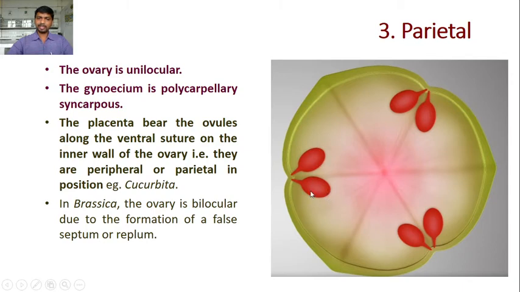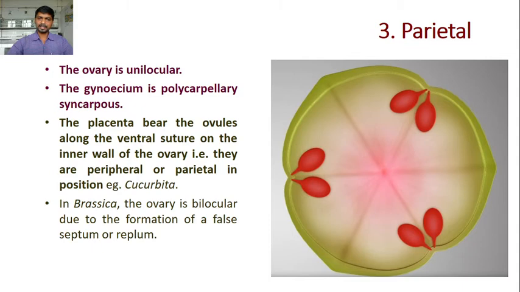So this is found in the family Cucurbitaceae. For example, cucurbita. So all types of cucurbita, for example, watermelon, pumpkin, cucumber. These are the members of the family Cucurbitaceae where parietal type of placentation has been seen. So parietal placentation is characterized by the fact that the placenta bears the ovule along the ventral suture on the inner wall of the ovary. This is the ventral suture where the placenta has been developed on the inner wall of the ovary that bears the ovules which are peripheral in position. So it is called parietal placentation.